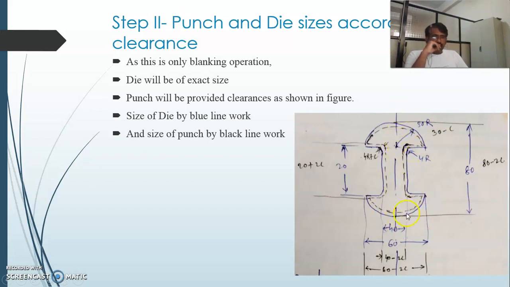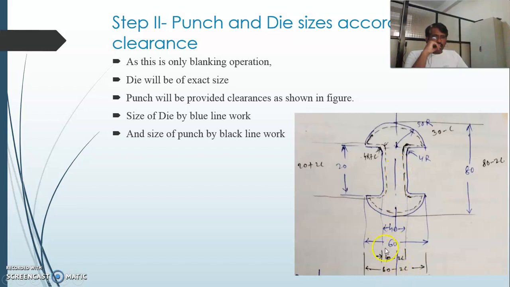So if you consider both sides, it becomes the height of this component, and it will have 2C as a clearance. So 80 is the total height minus 2C, 1C from this side and 1C from this side. So 80 minus 2C will be the clearance provided for the punch in this case. This way you can have 40 minus 2C, where 40 is the die size, and 2C because 1C at this side and 1C at this side we have minus, and we can get 40 minus 2C as the clearance for this inside geometry.